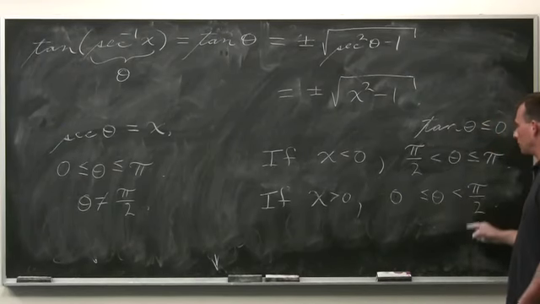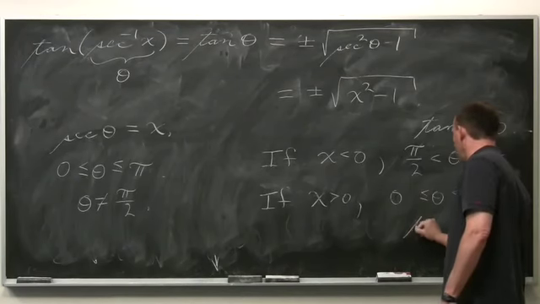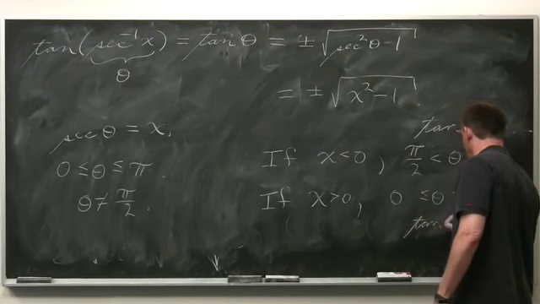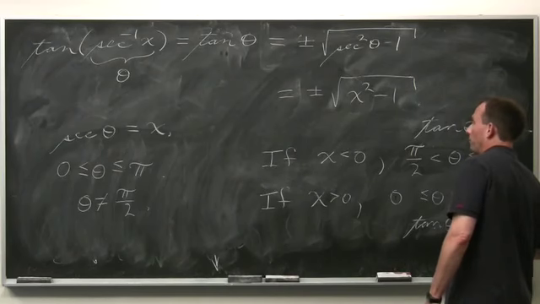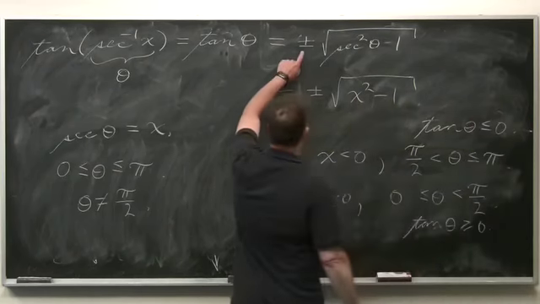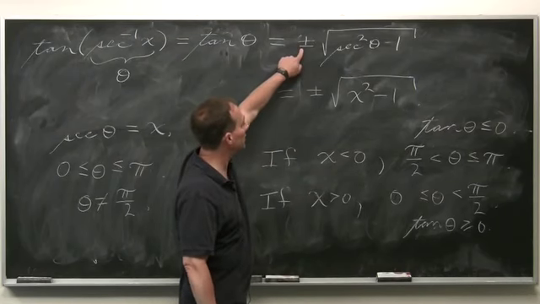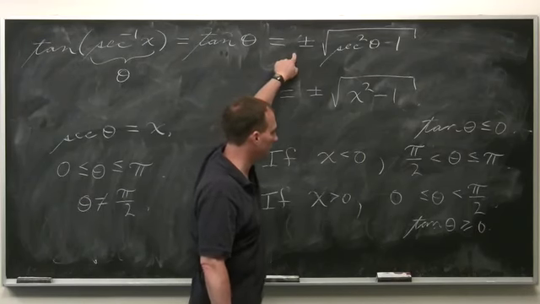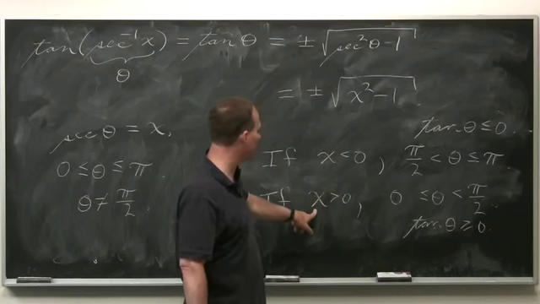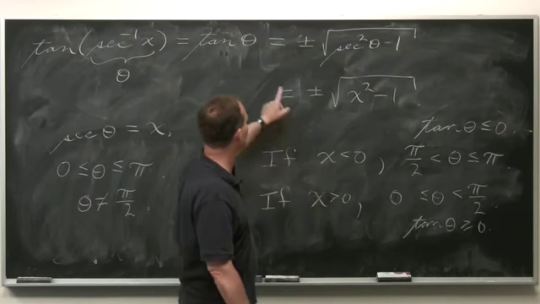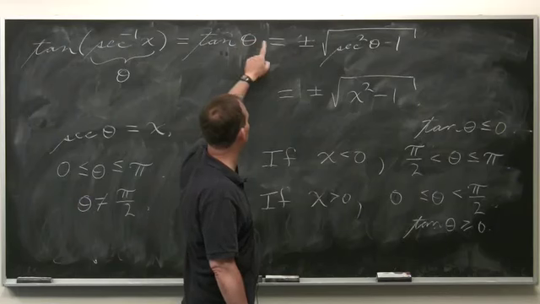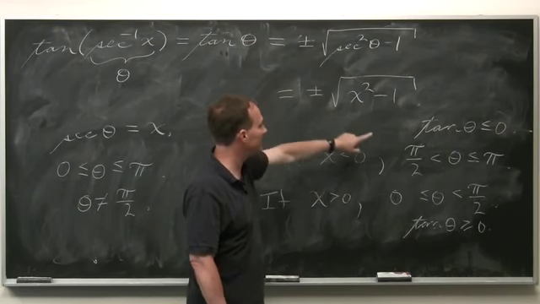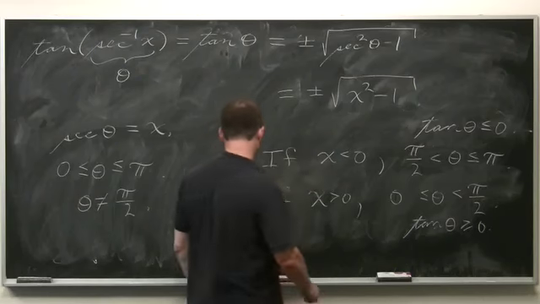And if theta is between 0 and pi over 2, this is where tan of theta is greater than or equal to 0. All right. That means you pick the plus sign here. So tan of theta is positive. You pick the plus sign exactly when x is positive. We get the minus sign exactly when x is negative.